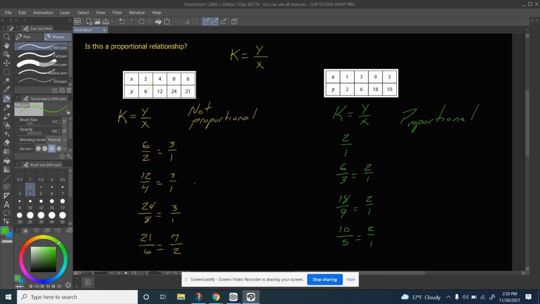So just by looking at the table, we can determine if there is a constant of proportionality. In other words, is this a proportional relationship by looking at the ratio of y over x.